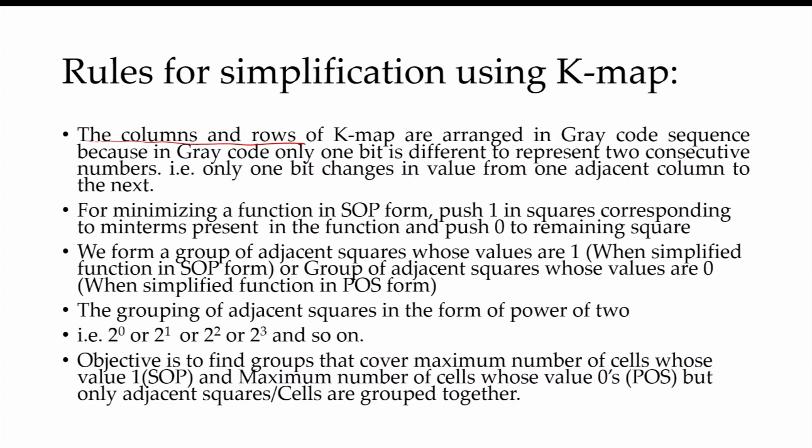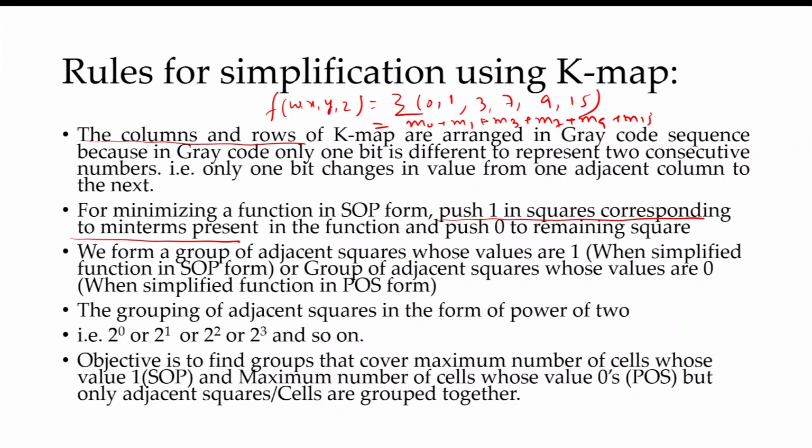For minimizing a function in SOP form, put 1 in the square corresponding to each min term present. Simply, here this is a function f of w x y z, which is written as the summation of 0 1 3 7 9 15. This means these are min terms, so this function is also written as m0 plus m1 plus m3 plus m7 plus m9 plus m15. When we simply implement it, how many min terms are used?